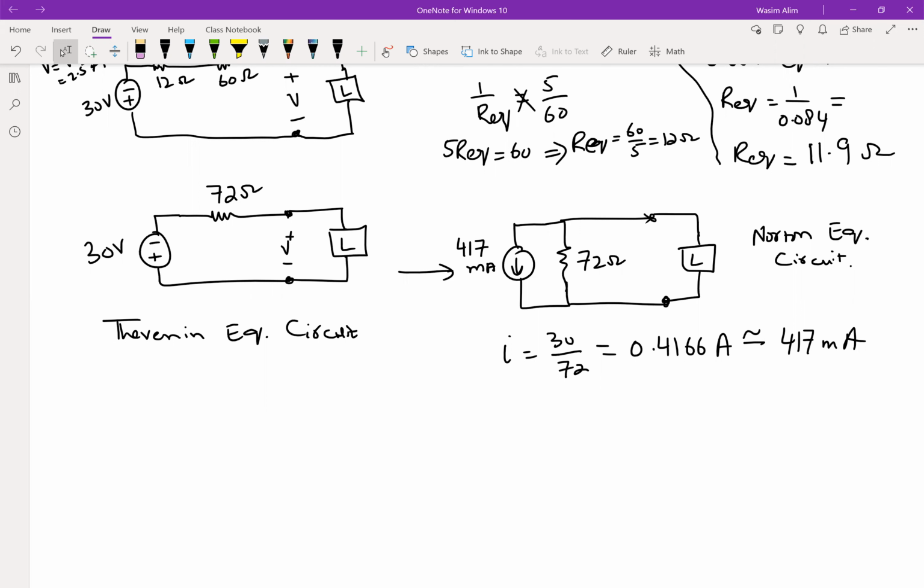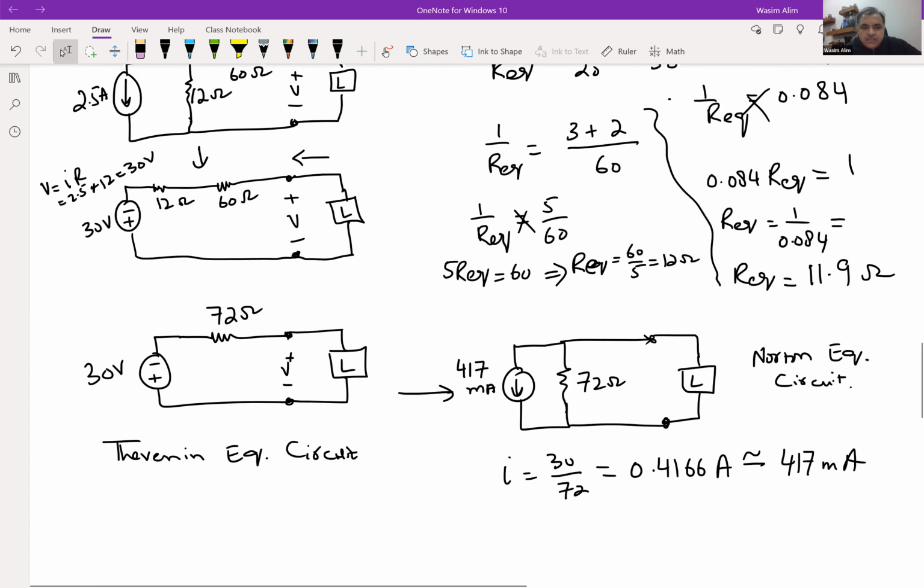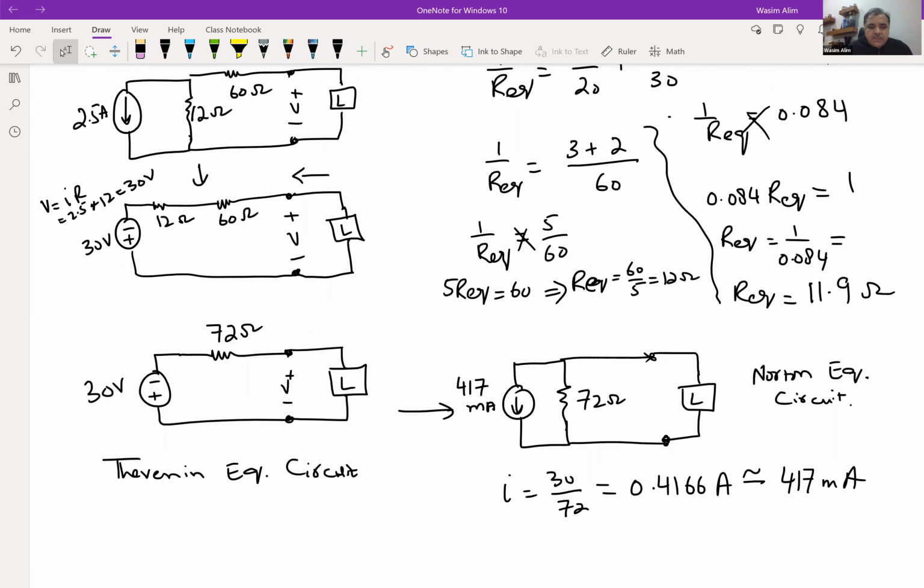The first method, the very last step, I guess I should say the second to last step, you had 30 volts and 72 ohms in series. Why did we go to the next step? Why didn't we just leave it at the load resistance of 72 ohms at 30 volts? How come you took it to another step and put that resistance in parallel?